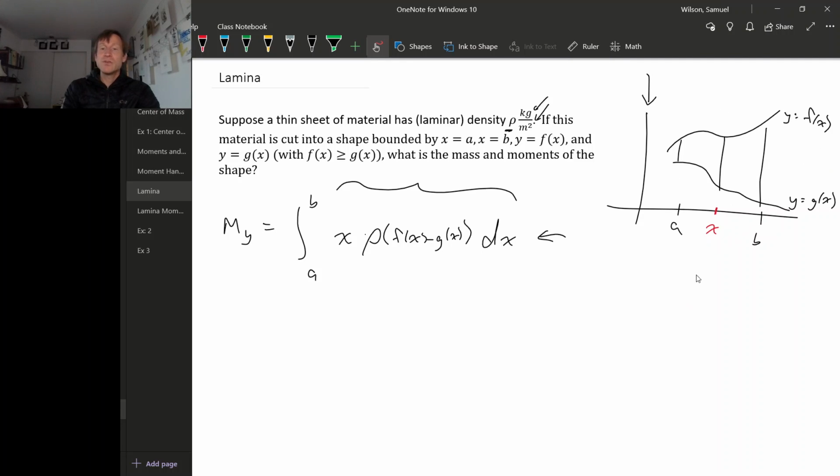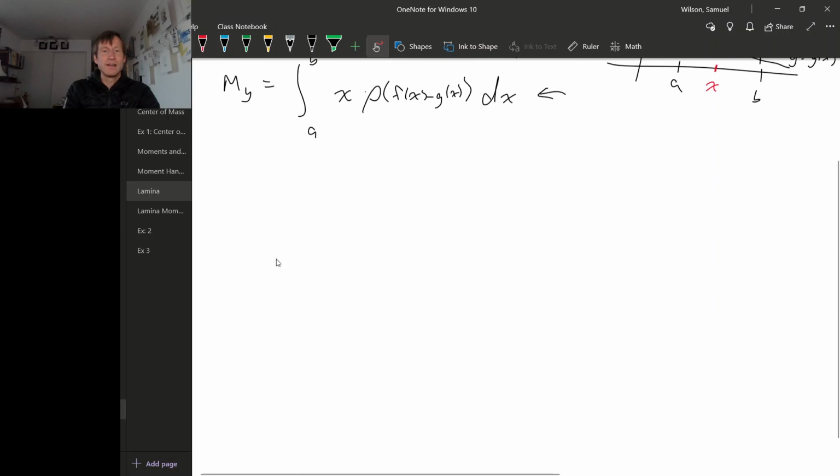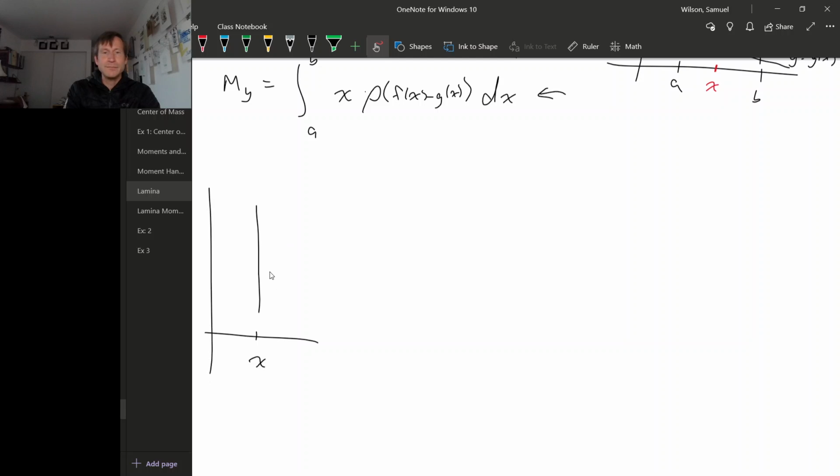So what we'll do instead is concentrate just on the part of this region that's at position x. We've got a slice here at position x, and the bottom of it is at g of x, and the top of it is at f of x. So let's find the moment about the x-axis just for this slice, the moment about the x-axis at position x. So I guess we should write it like that.